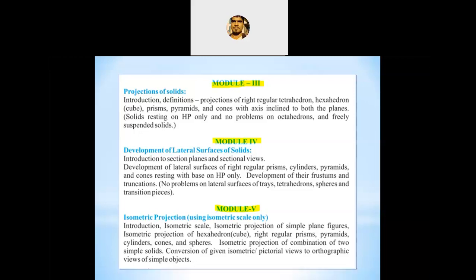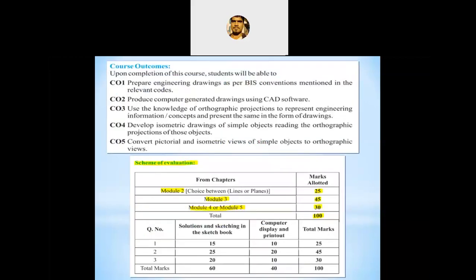So these are the 5 modules. After completion of the 5 modules, there are course outcomes, COs, that the students can deliver. These are the main course outcomes: CO1, CO2, CO3, CO4, CO5. First, CO1 is to prepare engineering drawings as per the BIS convention mentioned in the relevant codes. BIS is a standard, a drawing standard. So the student can draw the drawing according to this BIS standard. That is the first outcome.